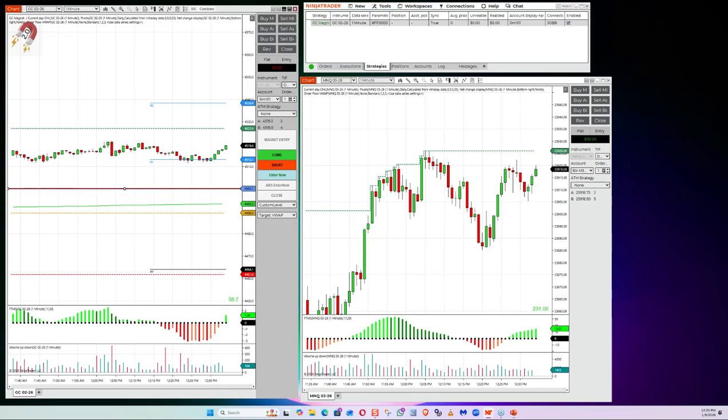Now, I could either exit at that level, or I can enter at that level, okay, because that's where my order line is, or I could set the trade up for a test of that level.